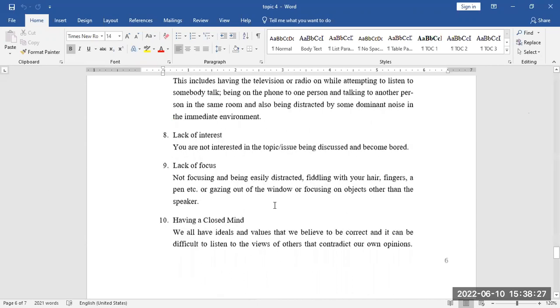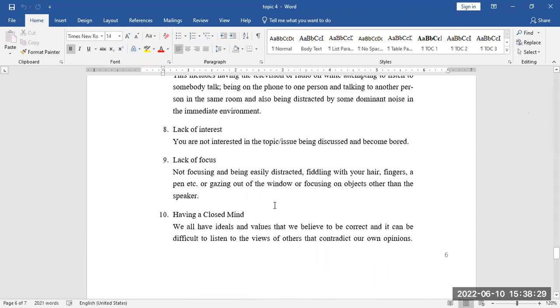Then there is lack of interest. People don't want to listen to you. You are not interested in the topic. You are not interested in the issue. You are not interested in the topic being discussed. So you become bored. The fact that you become bored simply means that it's a barrier to effective communication.